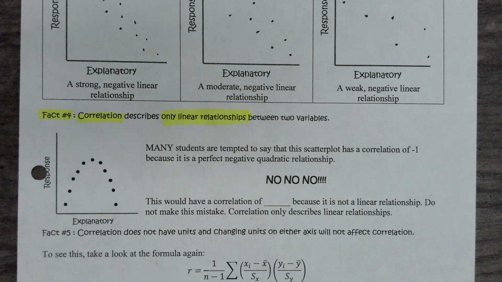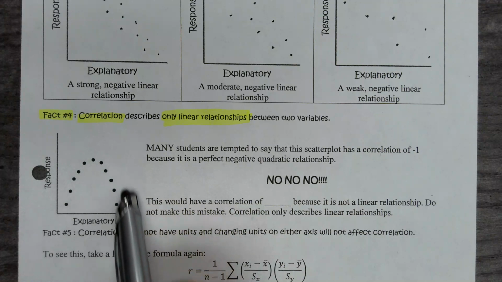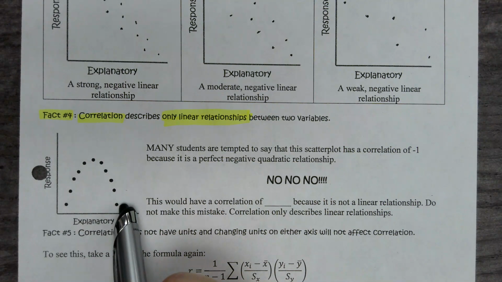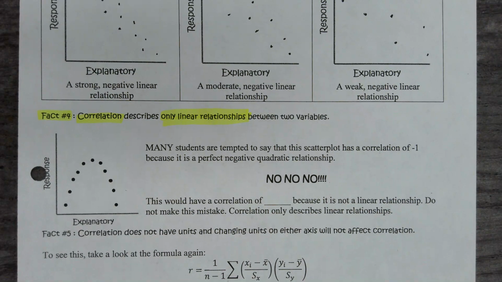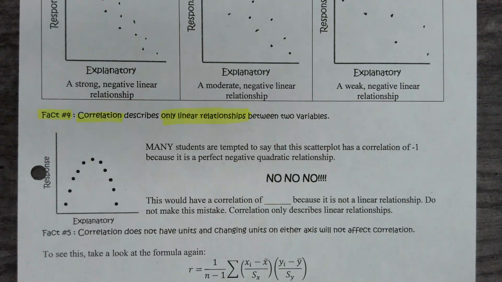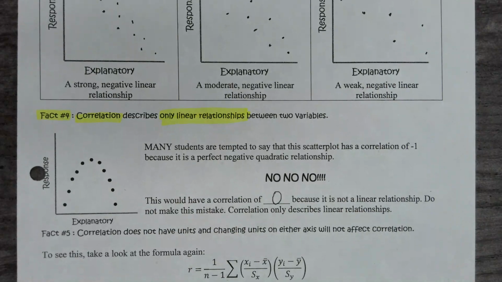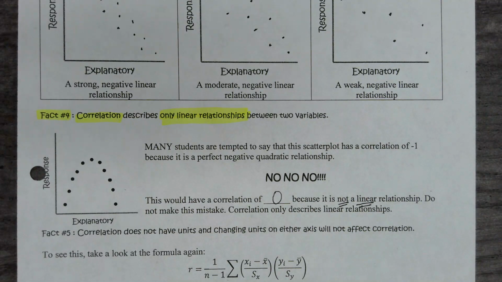A lot of you are tempted to say, hey, this forms a nice quadratic equation. It's super strong. It's a perfect negative quadratic relationship. So I would have -1. No. No, no, no, no, no. Okay? We would have a correlation of 0 because it's not linear. This is not linear at all. Therefore, we would have an R of 0.